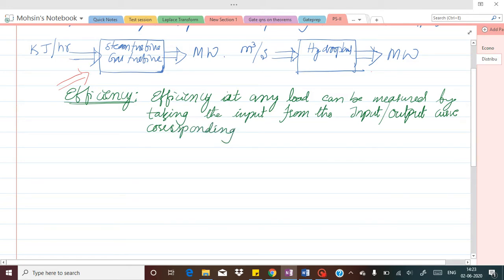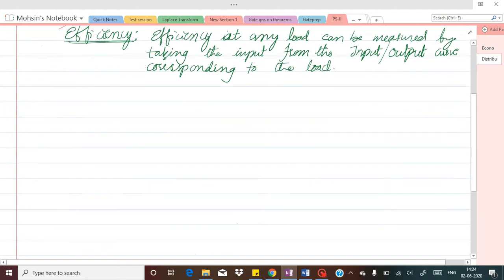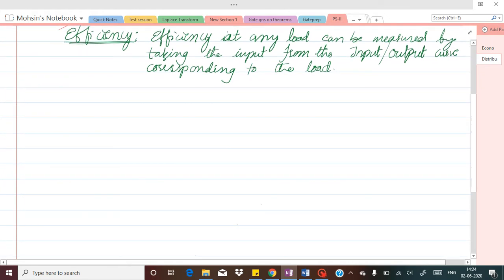So what do we mean here by the input output curve? For any given unit, we need to represent the input in terms of output. So the input output curve is nothing but the representation of input versus output. Here I'll write the y-axis as the input and the x-axis as the output. Whatever curve we obtain here is called the input output curve.